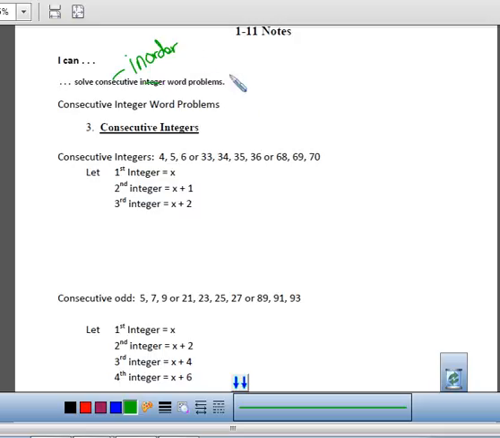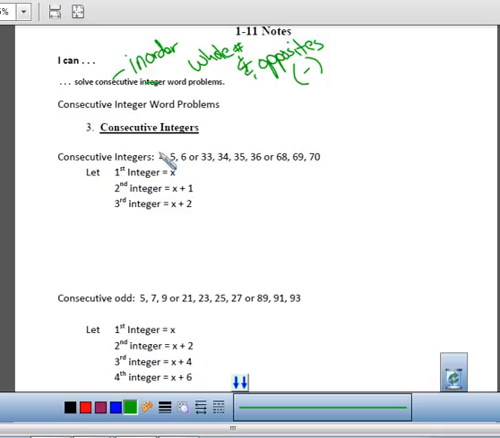Don't forget, integers we're talking about the whole numbers and their opposites, meaning negatives. So we have consecutive integers, numbers that are in order, and we're talking about either positive whole numbers or negative numbers, which is integers. All right, so consecutive integers.